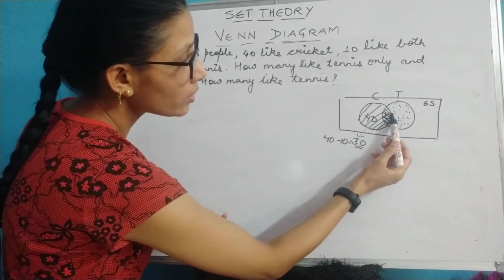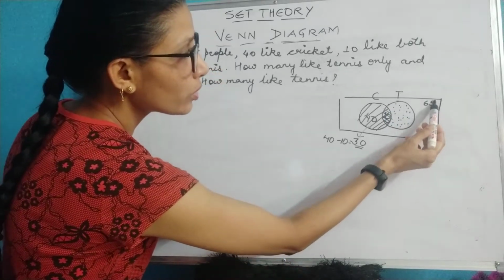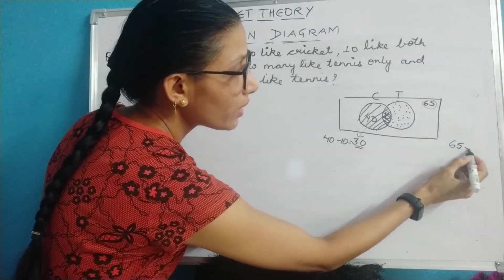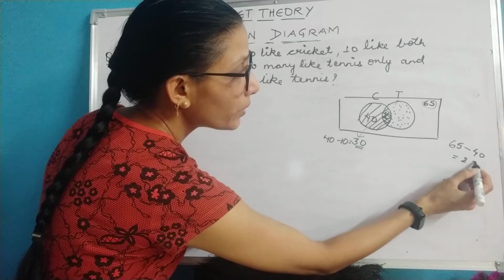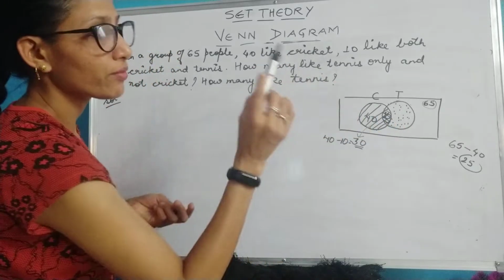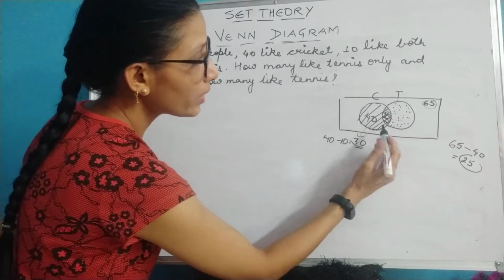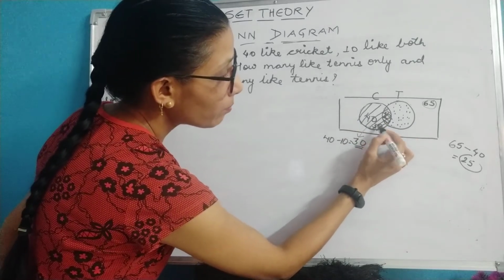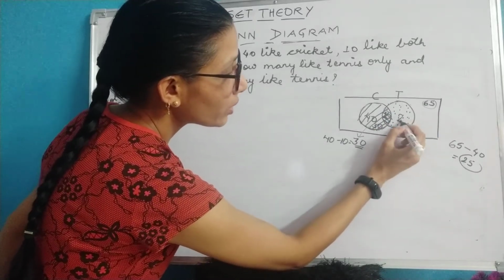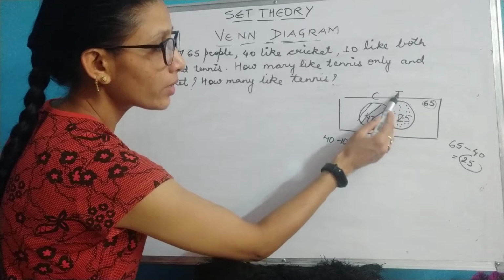Now you see, if this complete is 40, then the rest of the part will be, that means total is 65 and this complete is 40, then the rest will be 65 minus 40, which is equal to 25. That means this complete part will be your 25. Or I can say, 30 plus 10 is 40, and now the area left is 65 minus 40, which is 25. That means this is the area which represents the people who like only tennis.